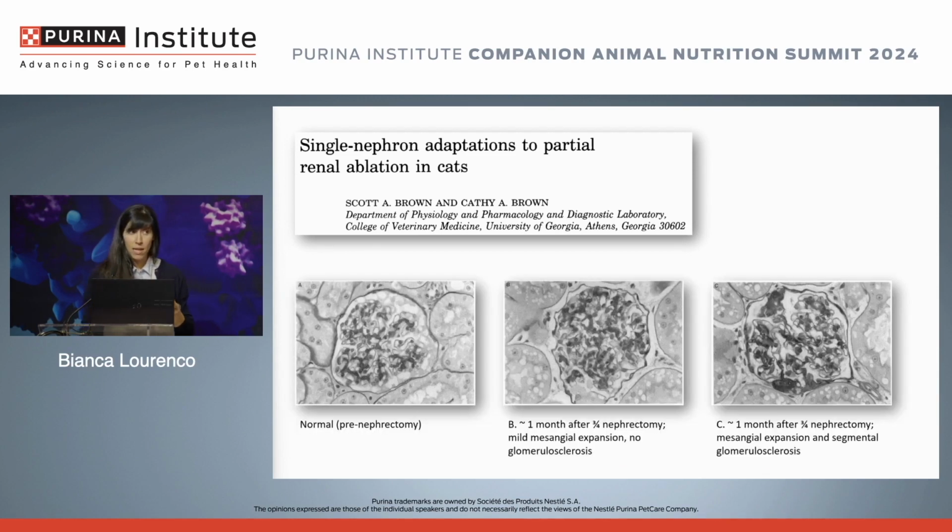Associated with that, we also had some morphometric changes that included some mild mesangial expansion and increases in glomerular size. Hopefully you can appreciate that relative to the normal glomerulus, as well as areas of focal glomerulosclerosis. You can see here areas of glomerular scarring.